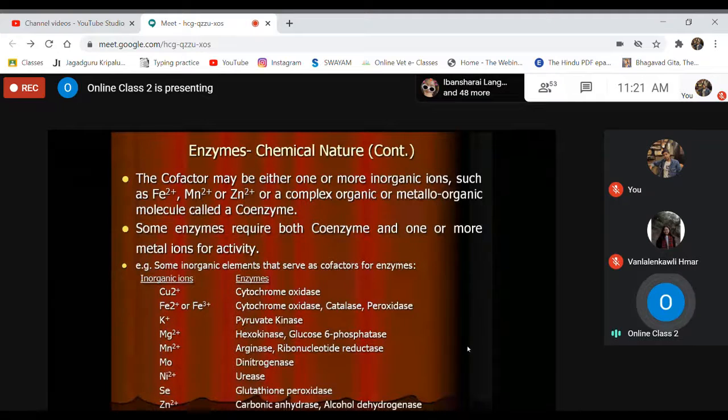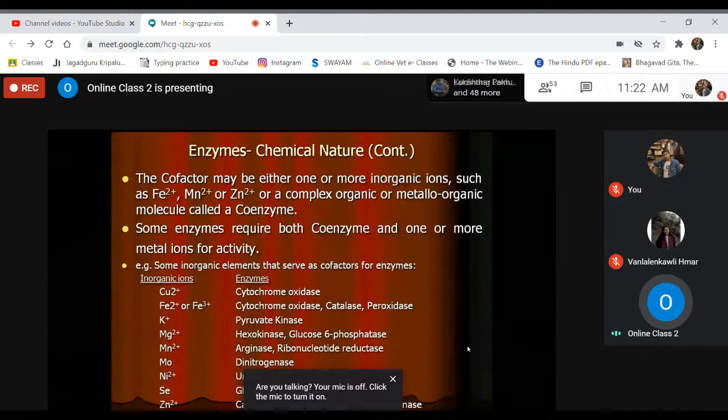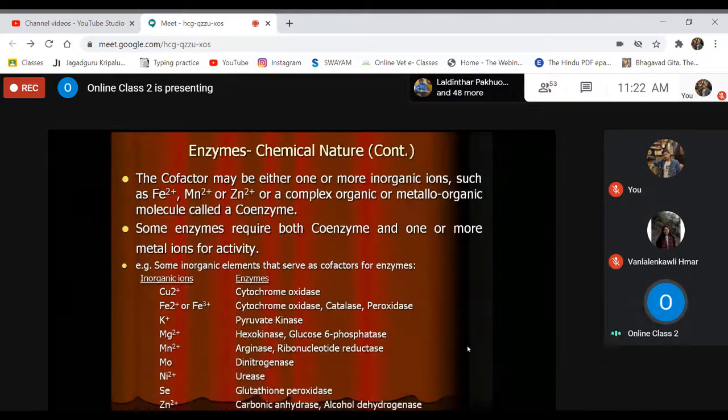Now some enzymes require both the coenzyme and one or more metal ions for activity. Some of the enzymes may require only the metal ions, some may require the organic molecules, and some may require more than one cofactor. So it is not that only one may be required. The enzyme may require more than one additional component.